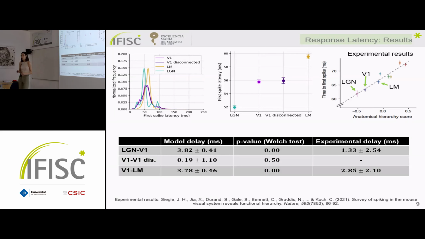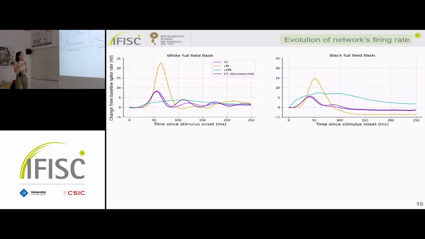With the same simulations for the white and the black flashes, we can also compute how the network firing rate evolves after the stimulus has been presented. And we do it for the white flash and for the black flash. There are many things that can be noticed in these simulations. For example, we see that LGN neurons react more prominently to the black flash than to the white flash, whereas V1 and LM neurons react with more strength to the white flash than to the black flash.